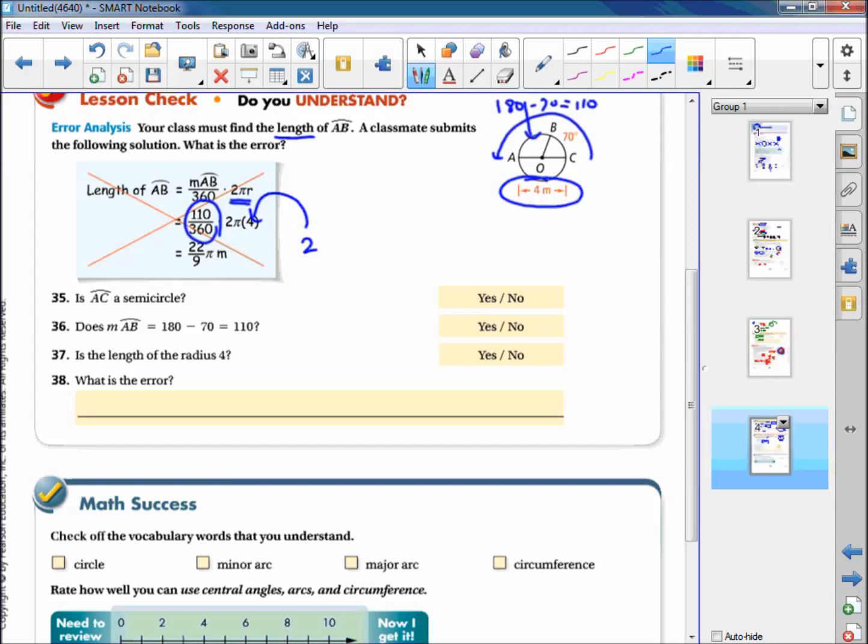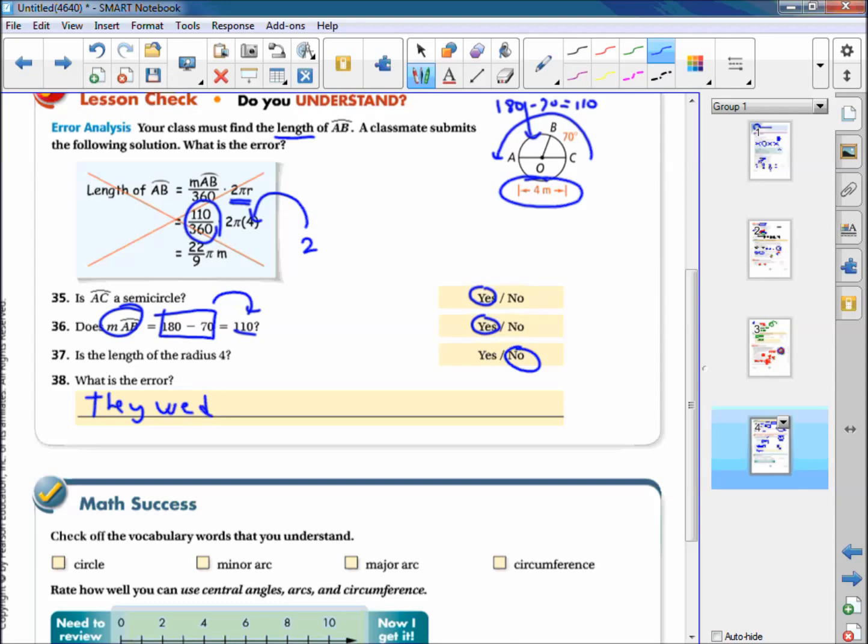All right, so is AC a semicircle? And this is yes. So does the measure of arc AB equal 180 minus 70 equal to 110? So this is fine. To find the measure of AB, we do the semicircle minus BC, which will give us 110. So this is yes. This works out just fine. Is the length of the radius 4? This one's no. So what is the error?